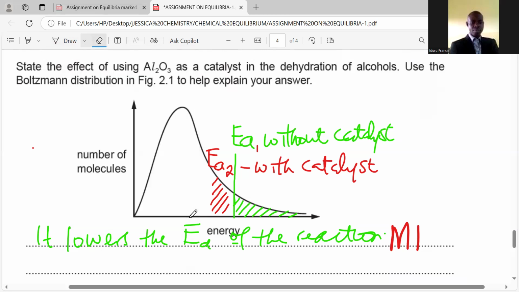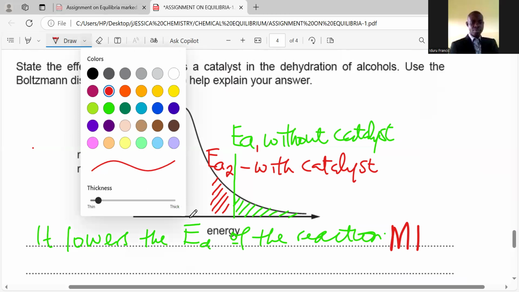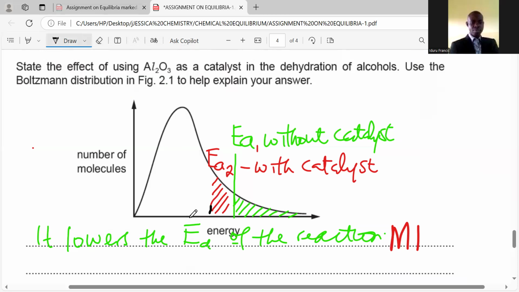So once you use a catalyst, you have another EA2, and that EA2 can be represented with a broken line. So a broken line here, this is the EA2. The EA2 in the diagram shows that the activation energy has been lowered further, making more molecules have the EA required for effective collision, to make the reaction faster.